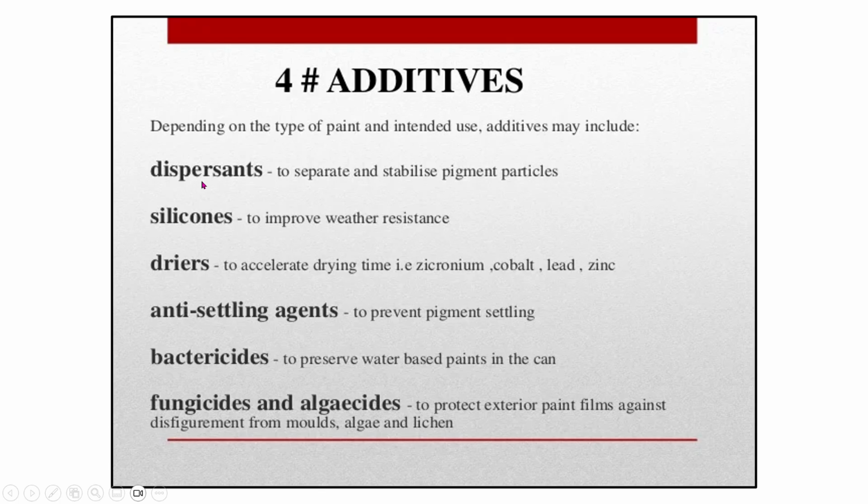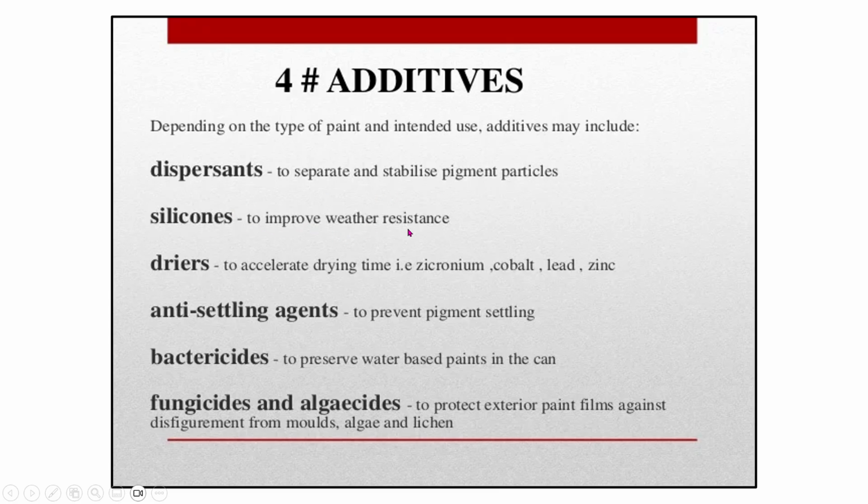And the additives we use are also of different types. One is called dispersants, another is silicones, another is dryers, another is anti-settling agents, bactericides, fungicides, and algicides. What is the dispersant? The dispersant is used to stabilize the pigment particles, to stabilize the pigment color.